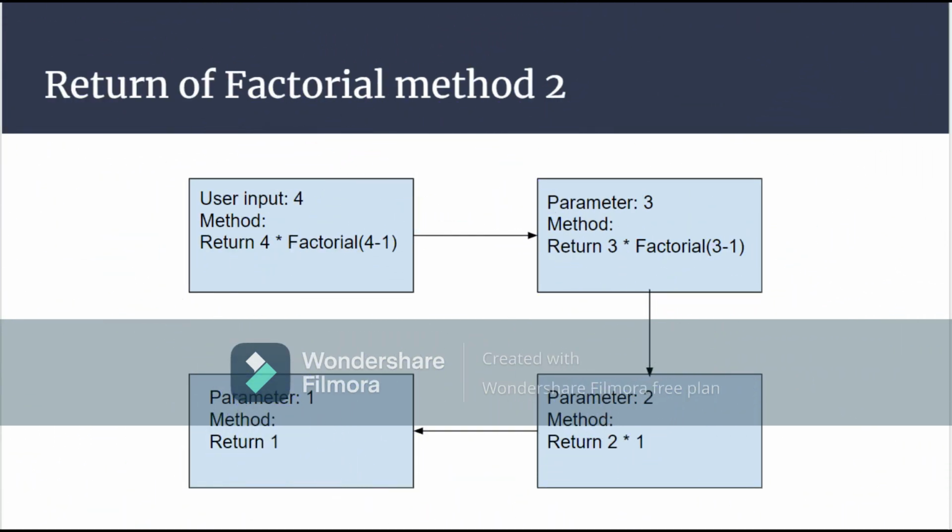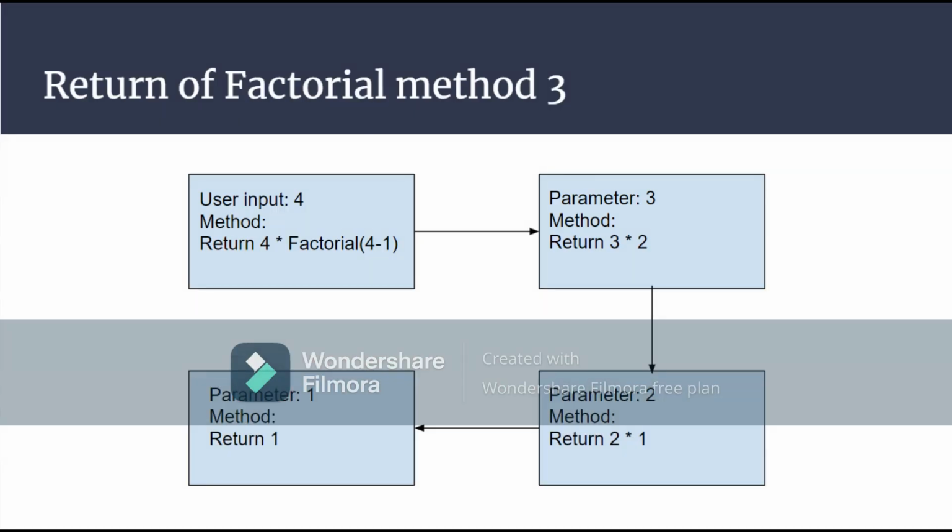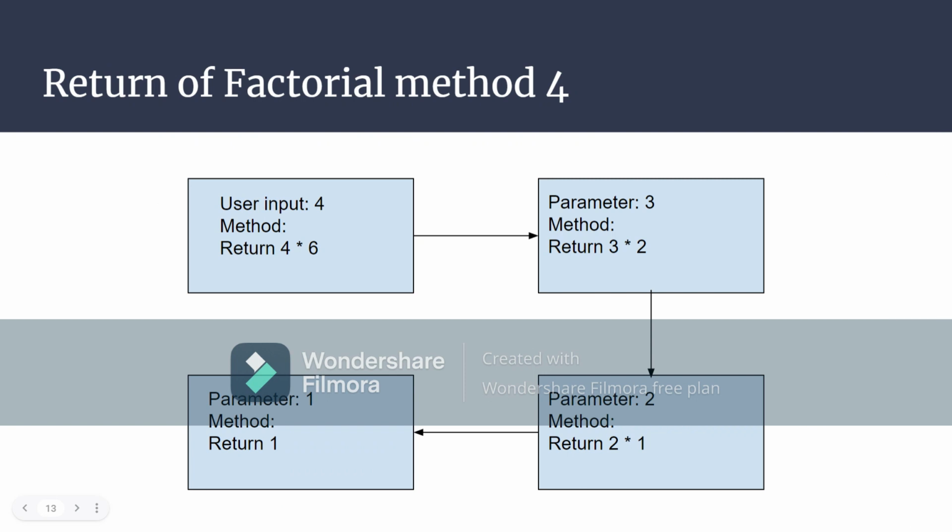So now it has reached the end of calling itself. Now it will start to return the values. The second to last call will return 2 times 1. And the 2 will be returned to the previous method, which will return 3 times 2. And now the product will return to the first function, which will return 4 times 6, which is equal to 24. And 4 factorial is equal to 24. So this is how the recursion for factorial works.